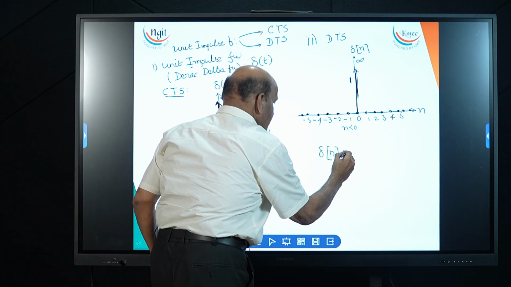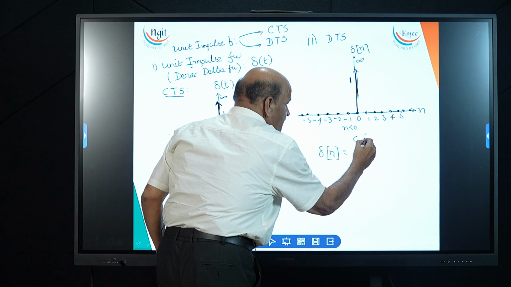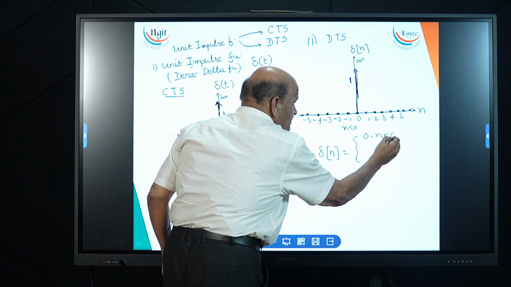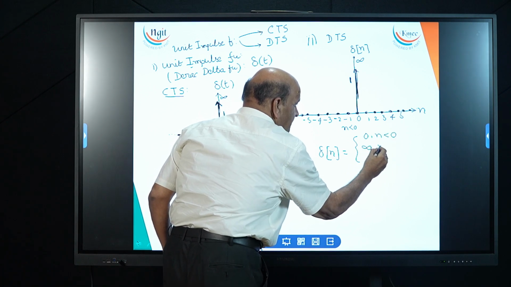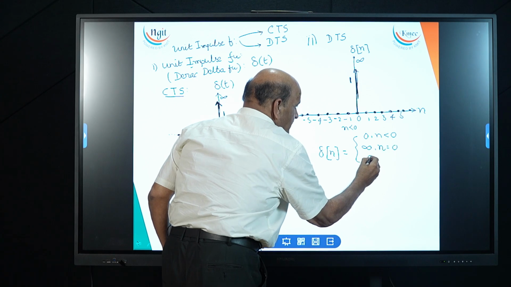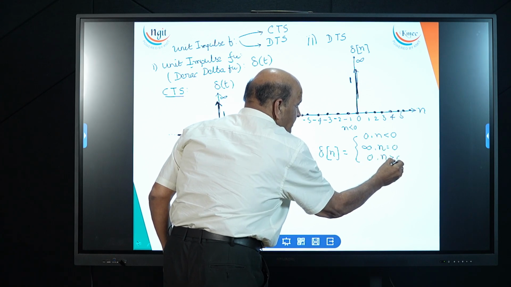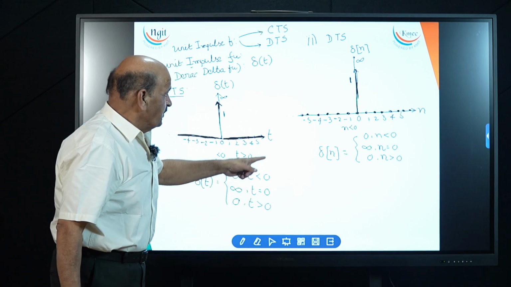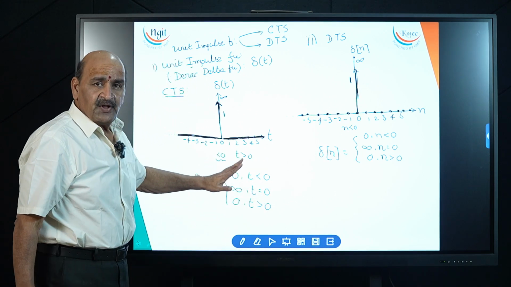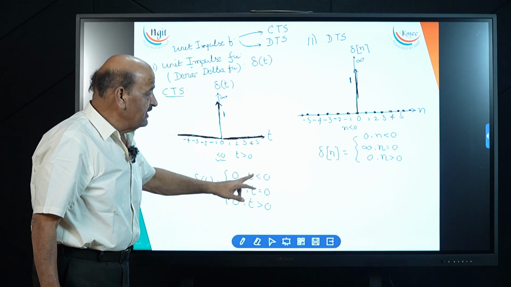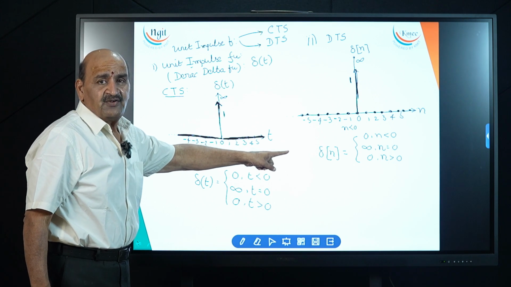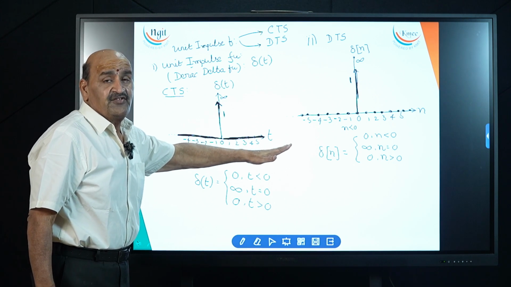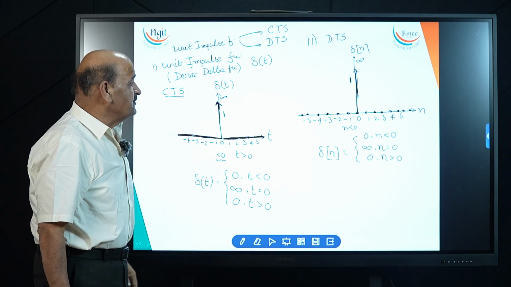Delta of n is equal to 0 when n is less than 0, that is infinity when n equals 0, and 0 when n is greater than 0. Look at this one, same concept. It doesn't include decimal values. It always takes pure integer values.